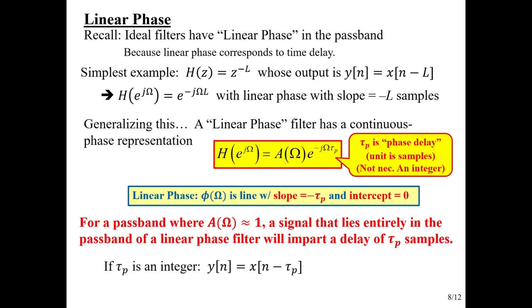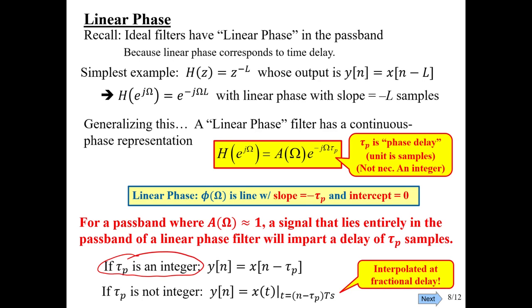If tau sub p is an integer, the input just gets delayed by tau sub p samples, right? Remember, inside square brackets here, n is an integer. Everything inside the square brackets has to be an integer, so we can't put tau sub p in there unless it's an integer. But that's for the case where tau sub p is an integer. Now, if tau sub p is not an integer, which it could be, we have to think carefully about what this delay is doing.